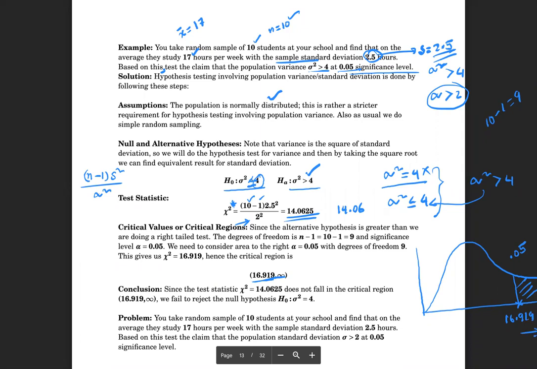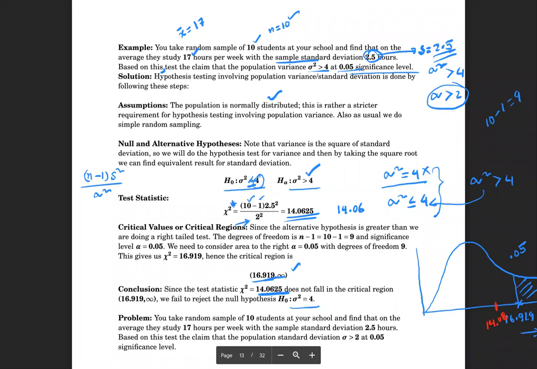So that's exactly what we've got here, 16.919 to infinity. The test statistic 14.06 does not fall in the critical region. So we fail to reject the null hypothesis that sigma square is equal to 4, or sigma square is less than or equal to 4. Why does it not fall in the critical region? Look, 16 is right here and 14 is probably somewhere here. 14.06.